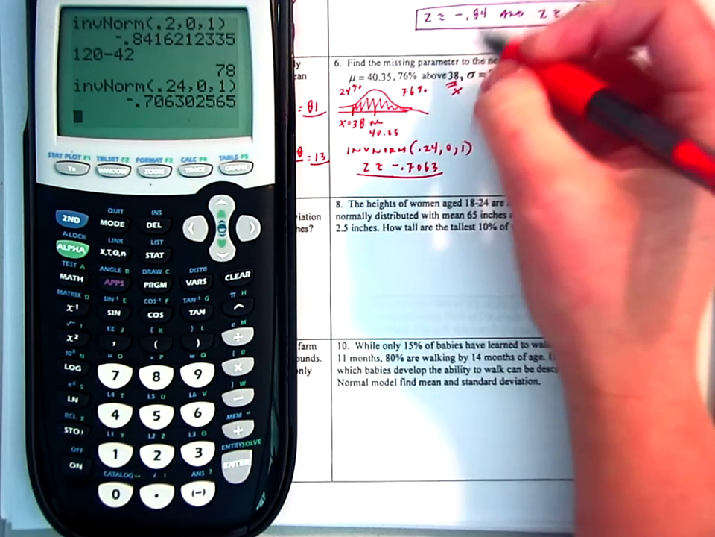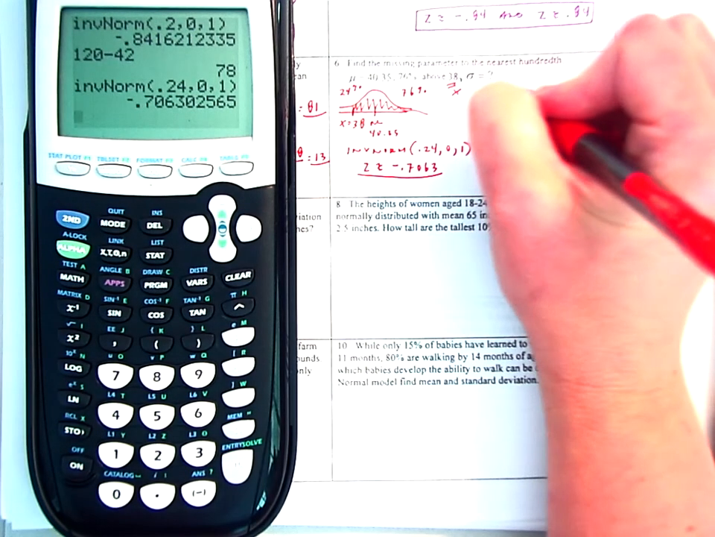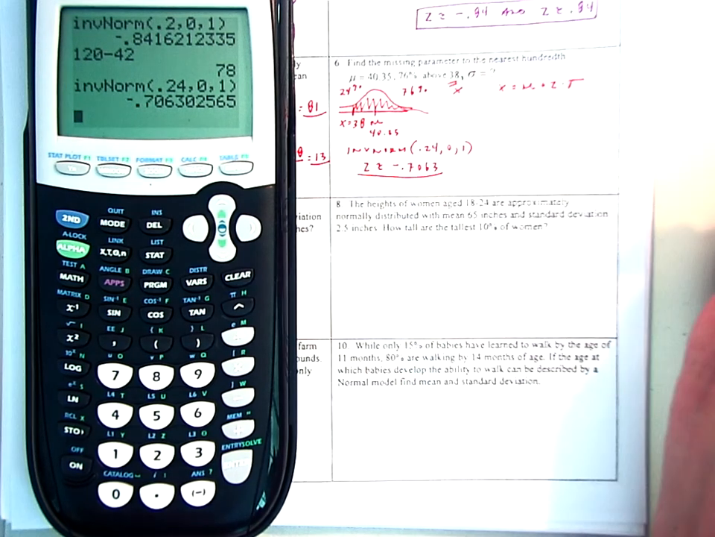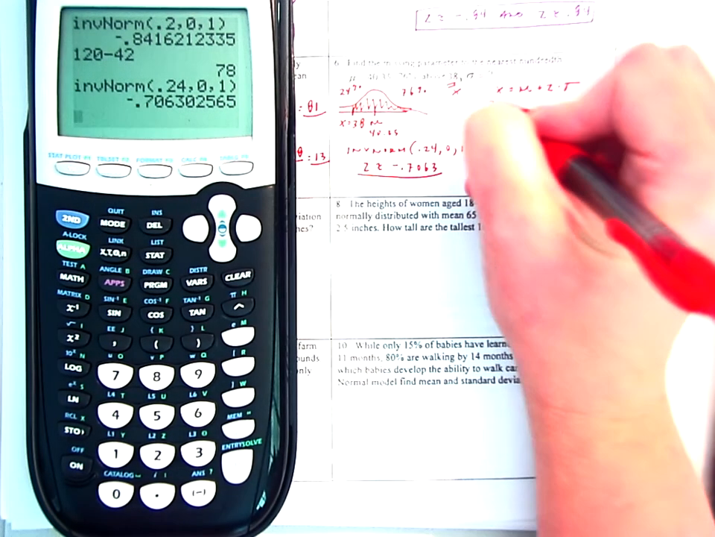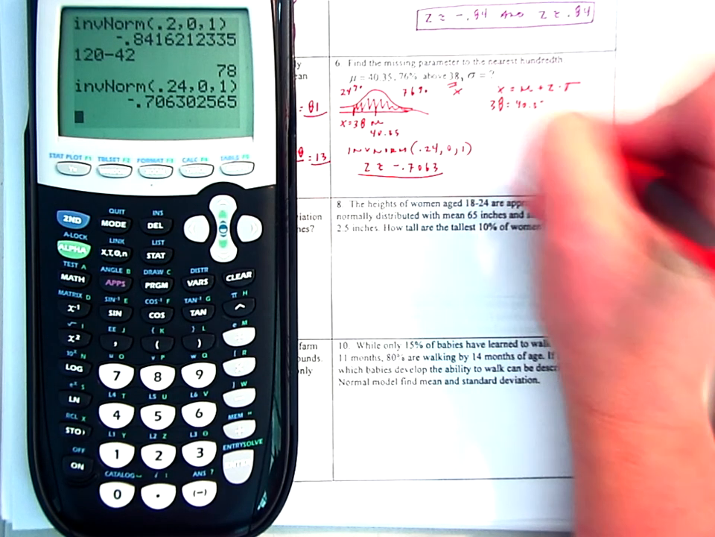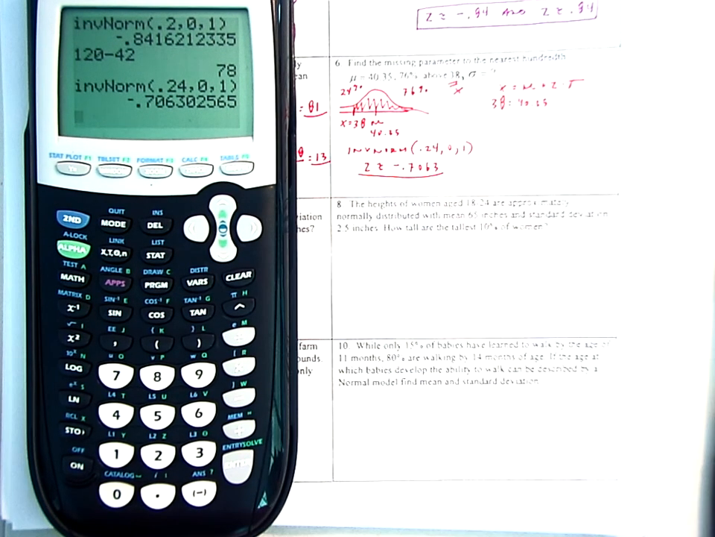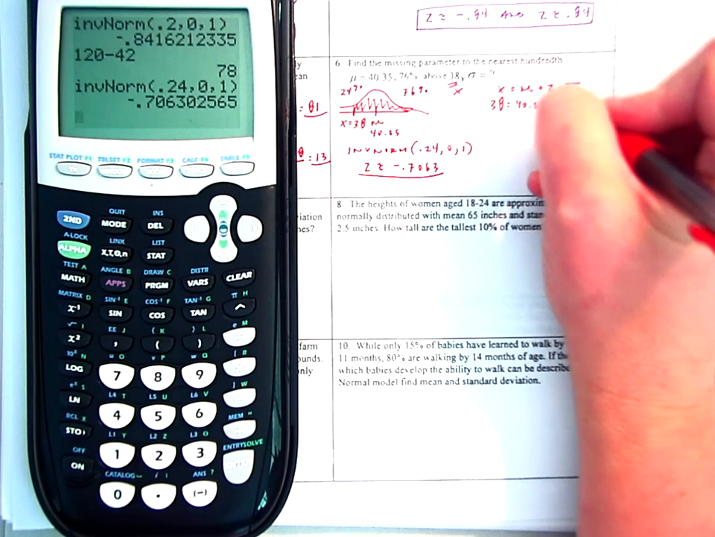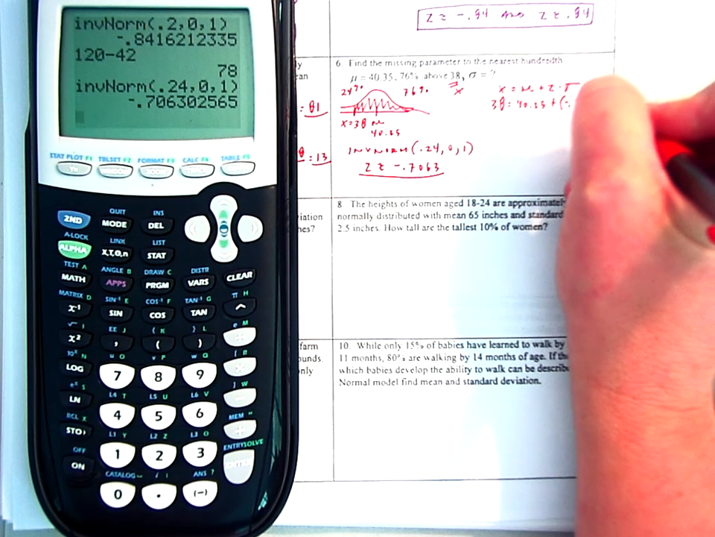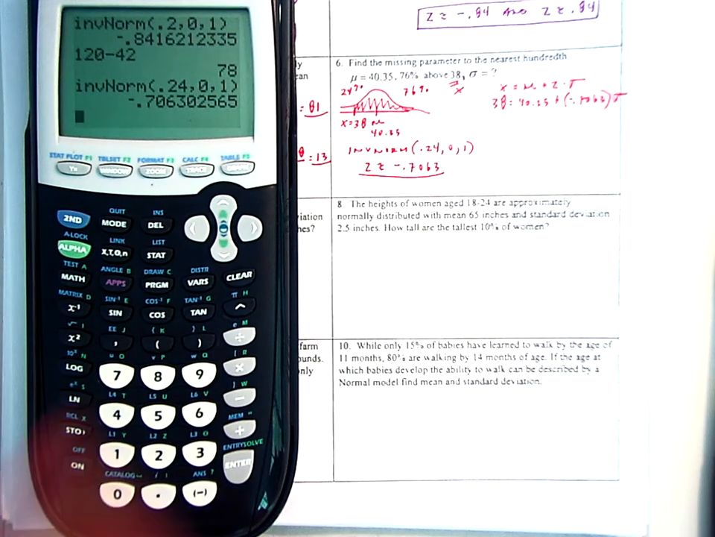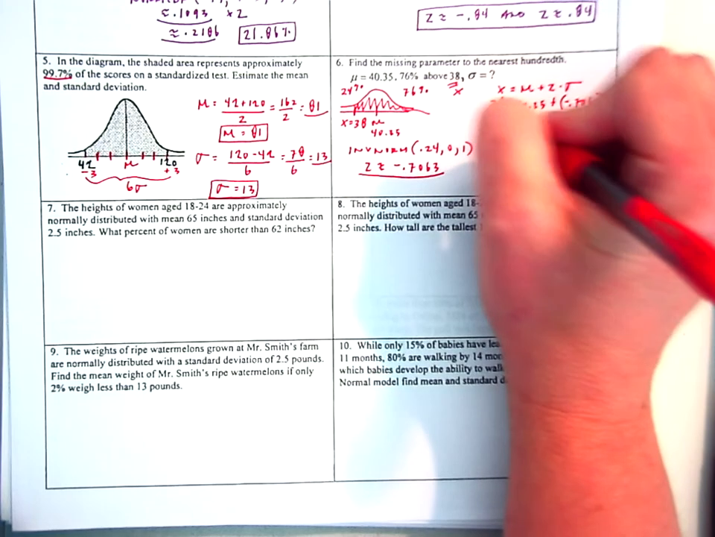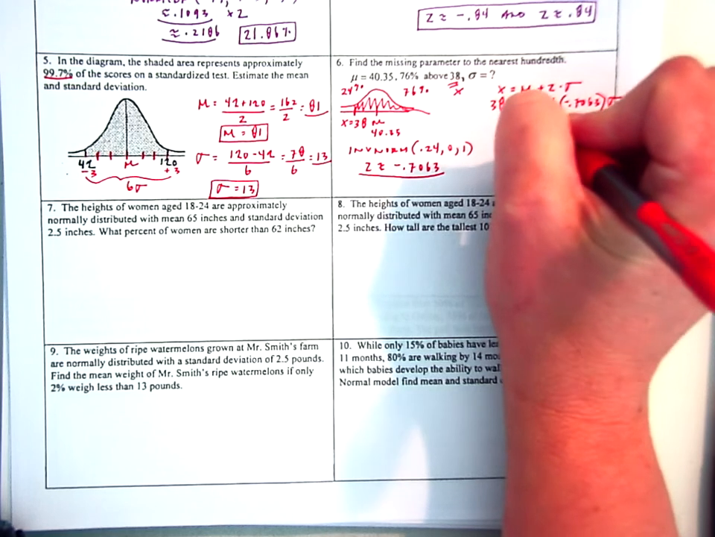So now I know that my observation x equals the mean plus the z-score times the standard deviation. My observation is 38. My mean is 40.35. My z-score, I just solved for it, negative 0.7063, and the standard deviation is what I want. So it becomes an algebra problem from this point on. I have to take away the 40.35 from each side.